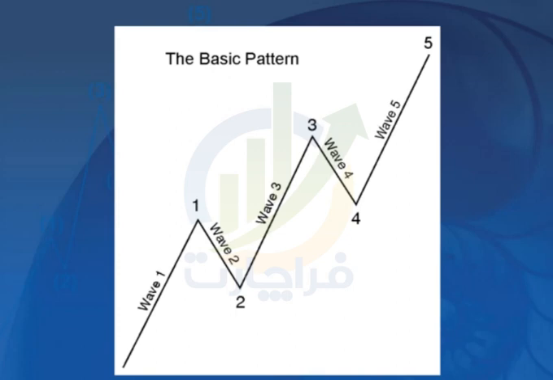This is the basic pattern of the wave principle. We have 5 waves up numbered 1 through 5. Waves 1, 3, and 5 are actionary waves. They're moving in the direction of the main trend of the larger pattern. Waves 2 and 4 interrupt the main trend.